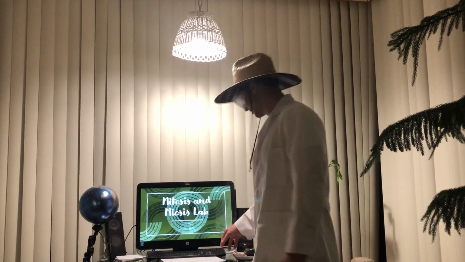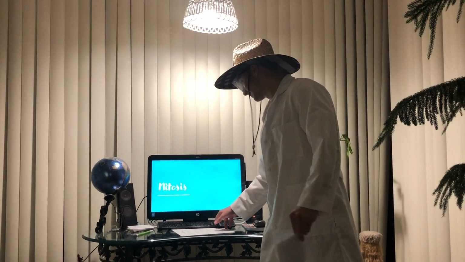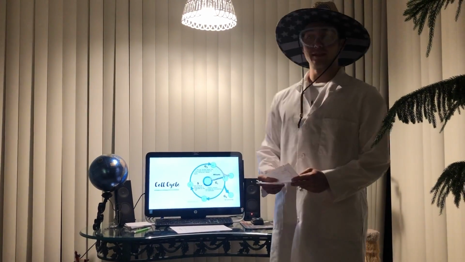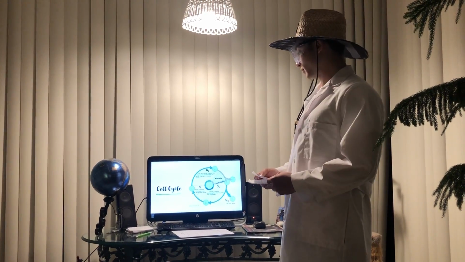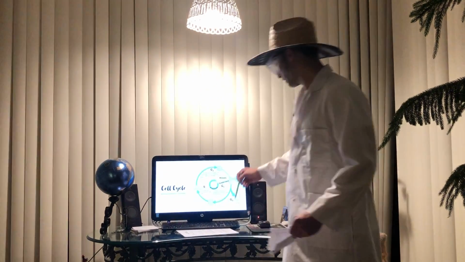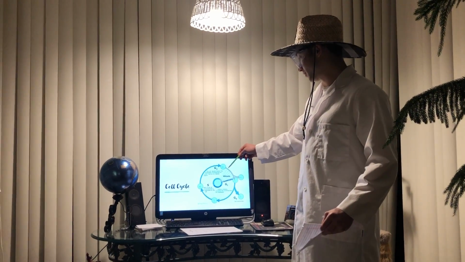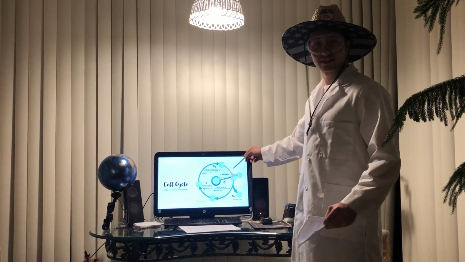Just going right into this. First we're going to be going over mitosis. And we're going to go over a brief overview of the cell cycle. We're going to be going over this area, mitosis. This is going to be our main focus today.